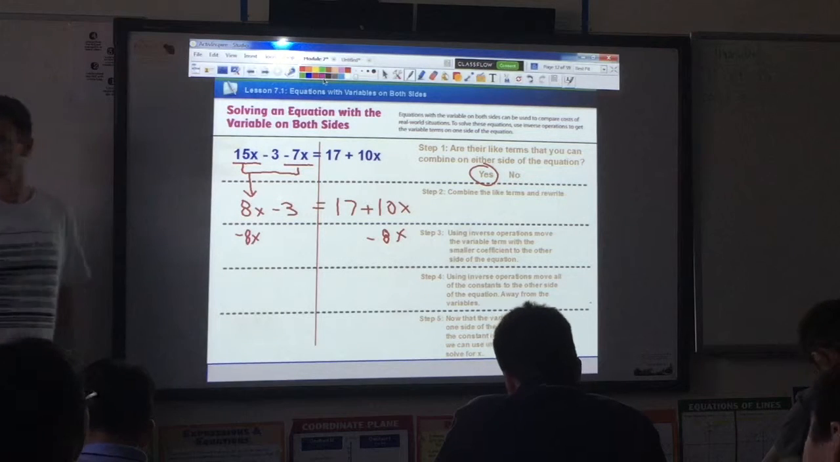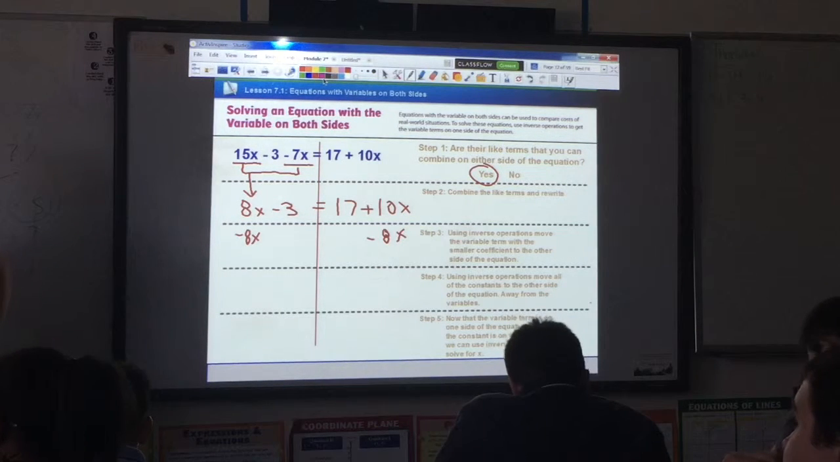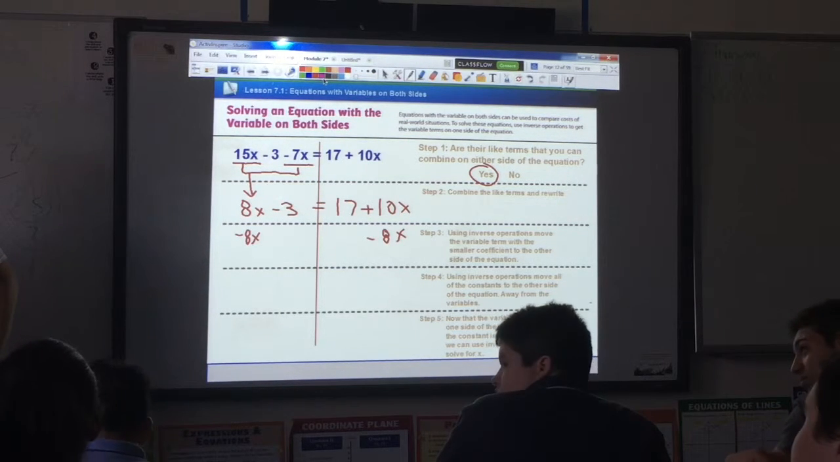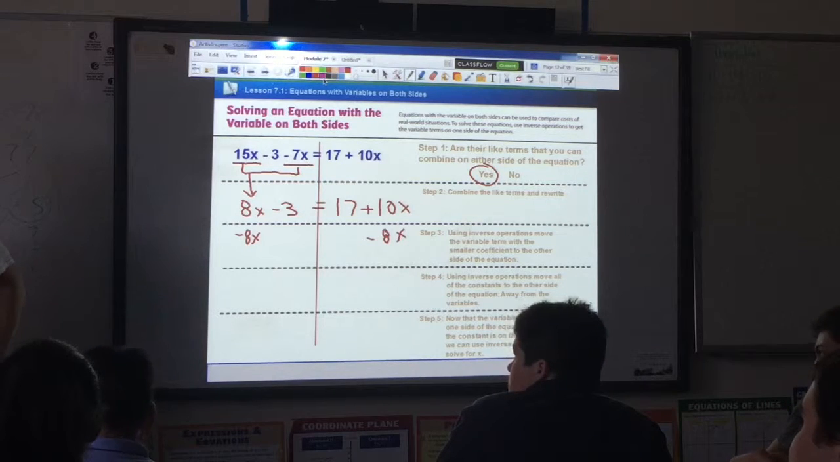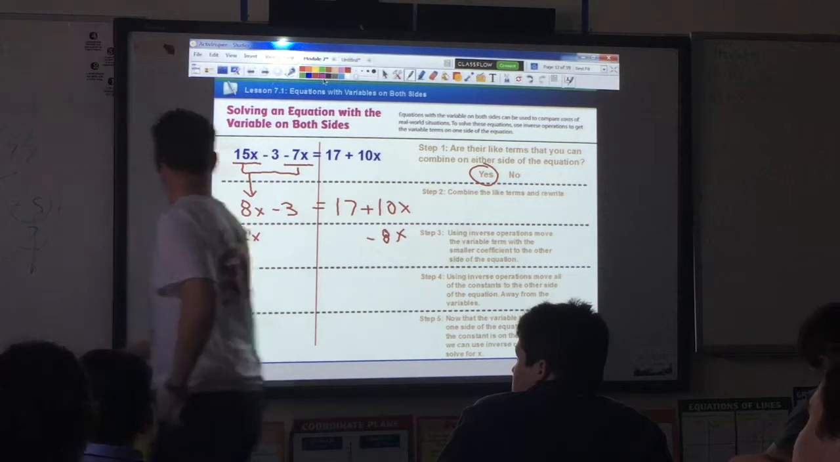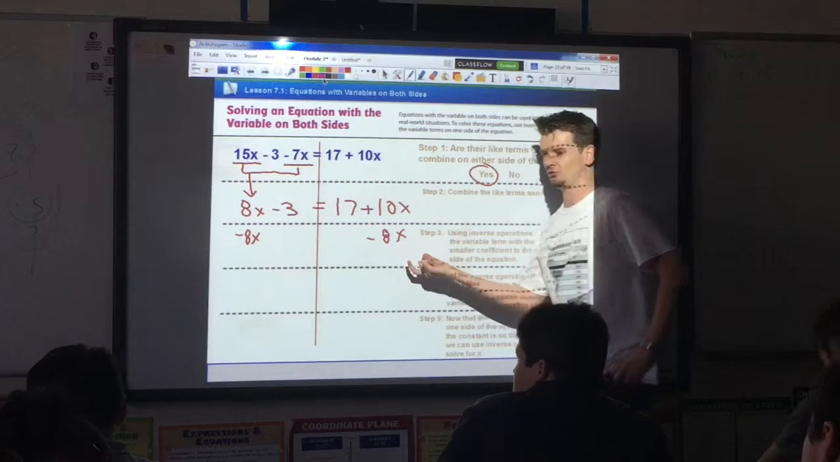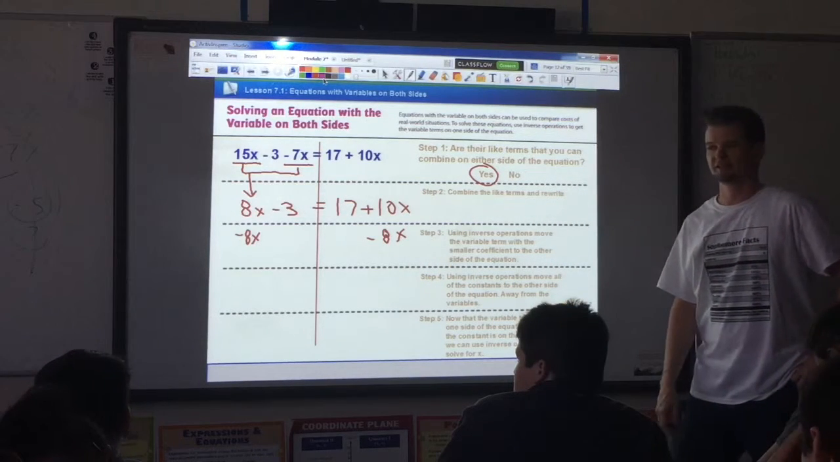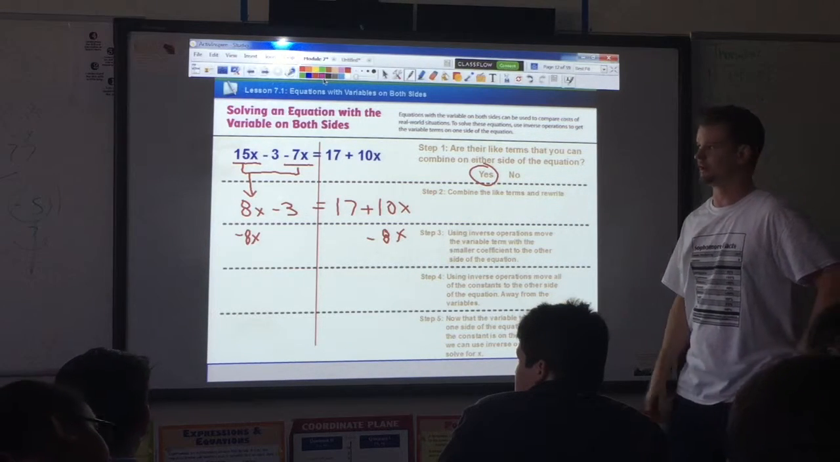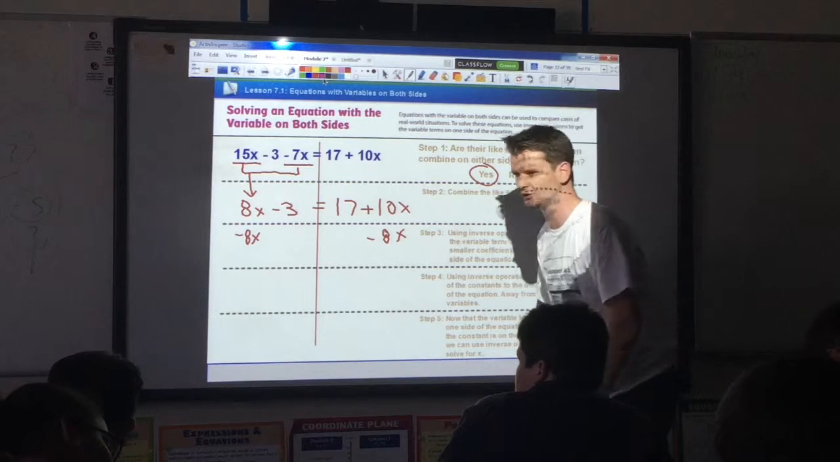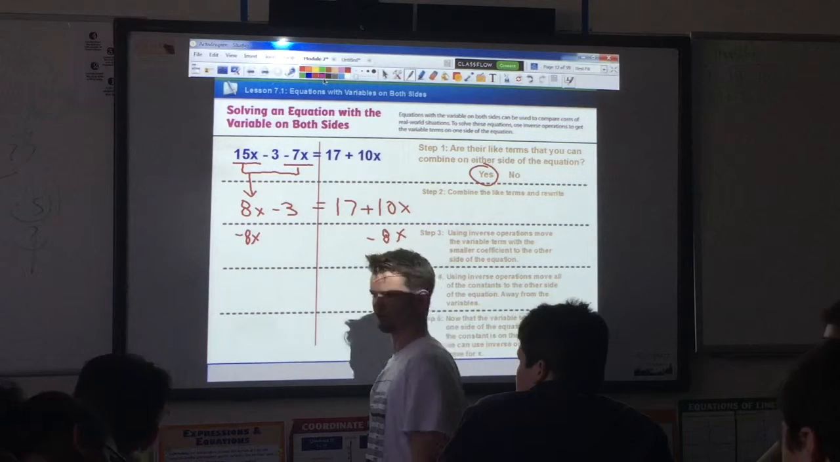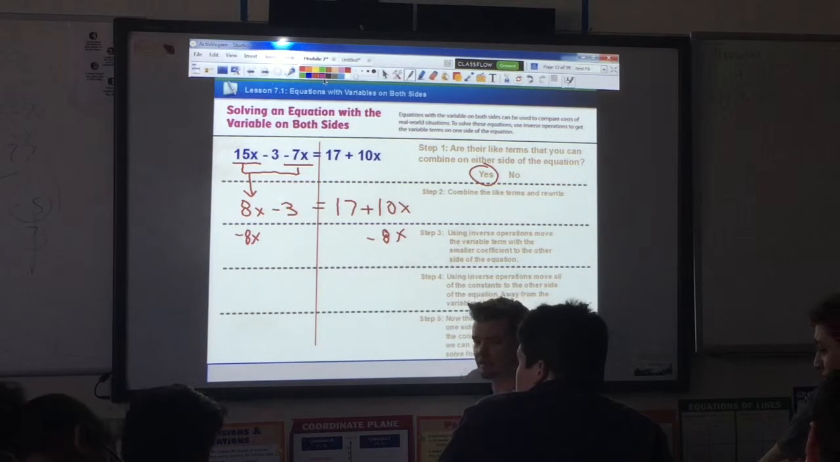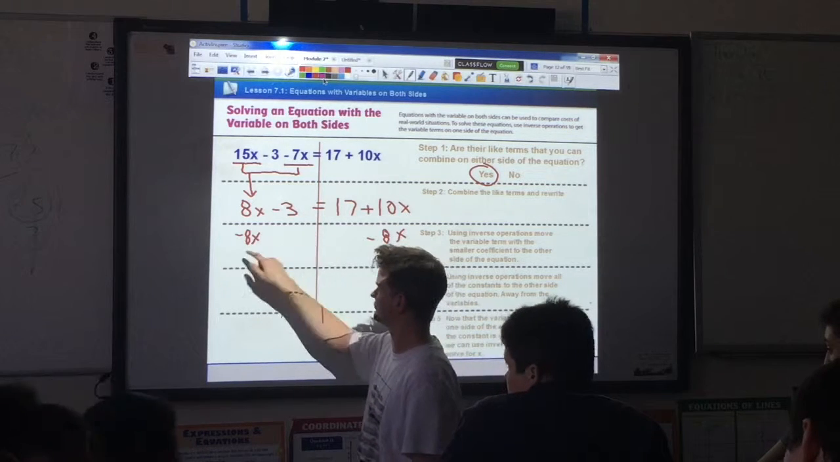No, I'm not trying to get rid of the coefficient. I'm just trying to get all of my variable terms together on one side of the equation. This is one of those new things now. When you move into equations with variables on both sides, we start adding layers. It's like an onion. There's always more layers to equations. This is the next layer of the onion. So we subtract 8x from both sides.